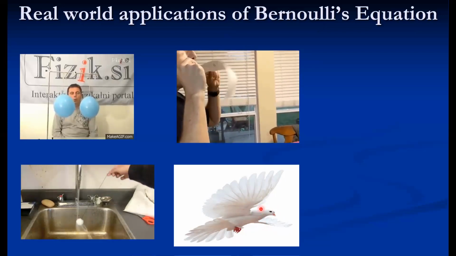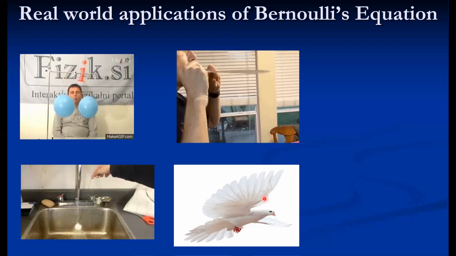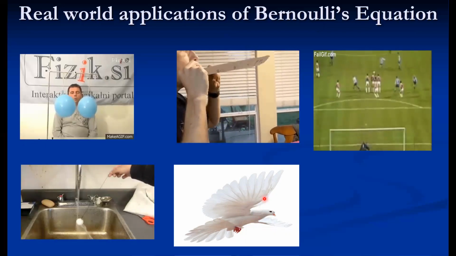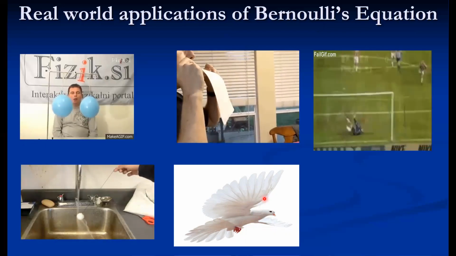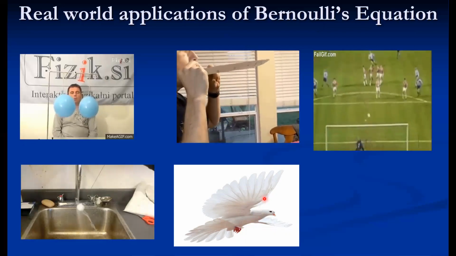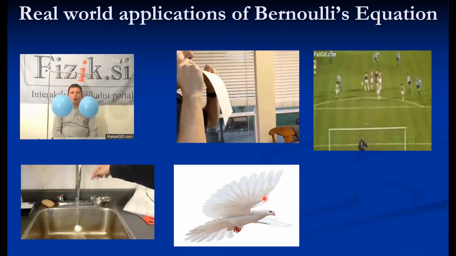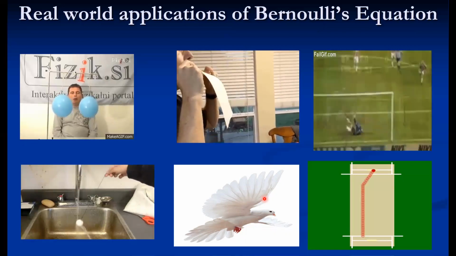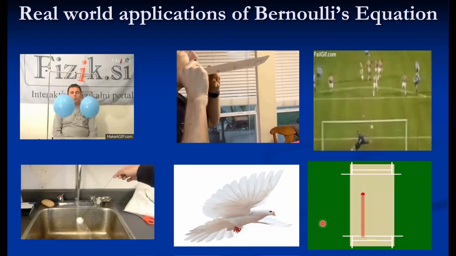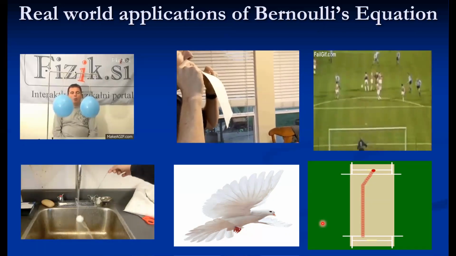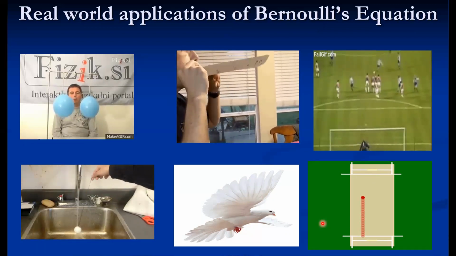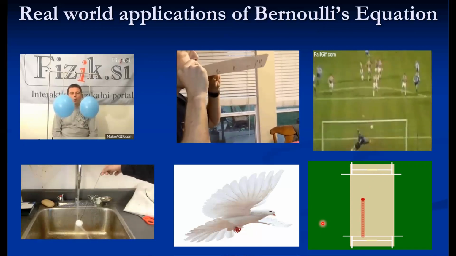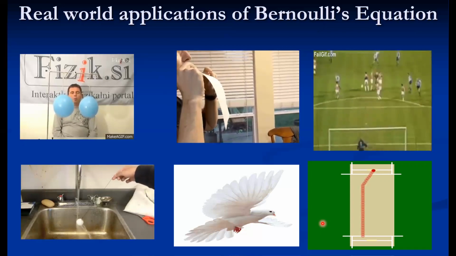So some natural occurrences are also because of Bernoulli's equation. Take the spinning of a ball, which again depends upon Bernoulli's equation. Because of the pressure difference between two sides of the ball, it spins, whether it is a football or a cricket ball. Everywhere the spinning is due to Bernoulli's equation, due to the pressure difference between the two surfaces or two halves of the spherical ball. So these are some real world applications of Bernoulli's equation.